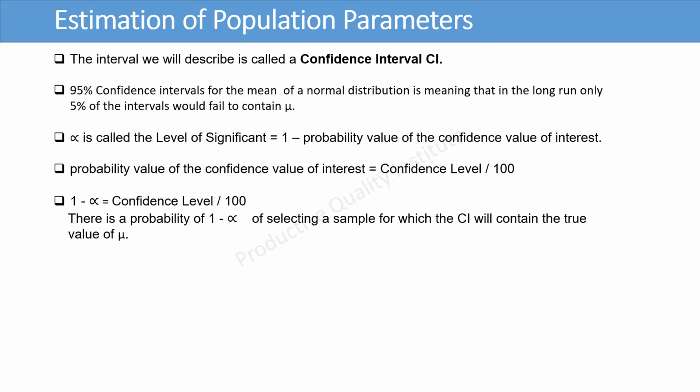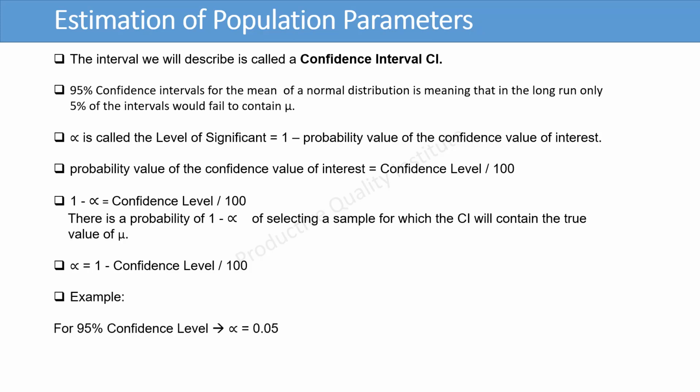Level of significance, alpha, is equal to 1 minus confidence level divided by 100. For example, for 95% confidence level, alpha is equal to 0.05. For 99% confidence level, alpha is equal to 0.01.